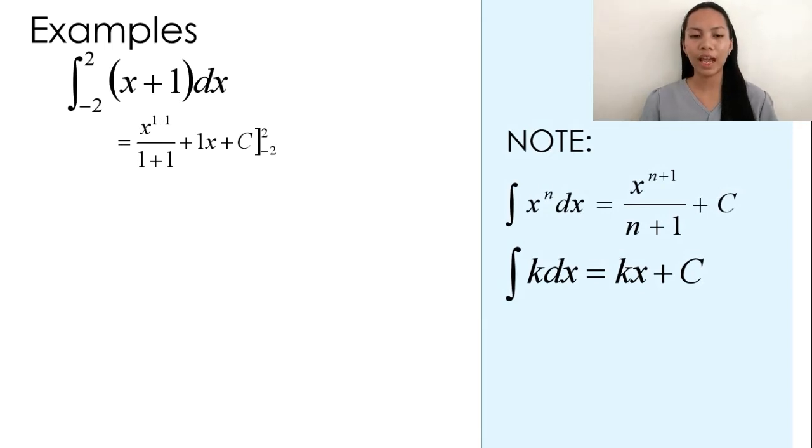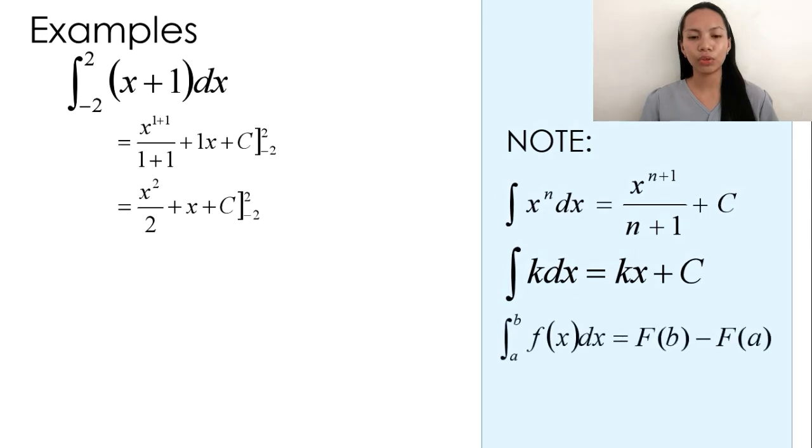Lalagyan natin ng plus c dahil every time tayo mag-integrate is meron tayong plus c, which is, the c is a constant from the limits negative 2 to 2. Then, isi-simplify na natin yung ating na-integrate, which is x raised to the power of 2 all over 2 plus x plus c from the limits negative 2 to 2. Then, remember natin ang definite integration rules na after natin na ma-integrate na ang function is i-plug in na natin or substitute na natin ang upper limit and lower limit from doon sa na-integrate na natin na function.